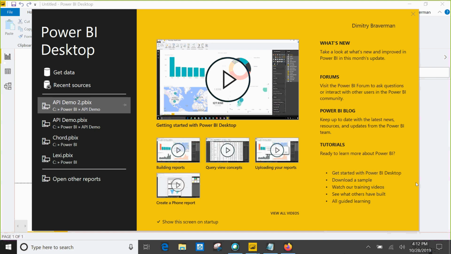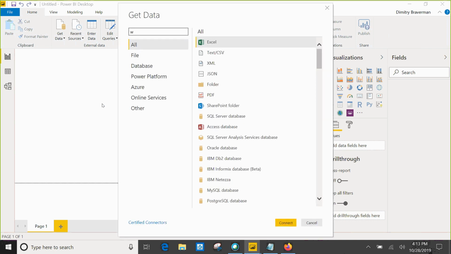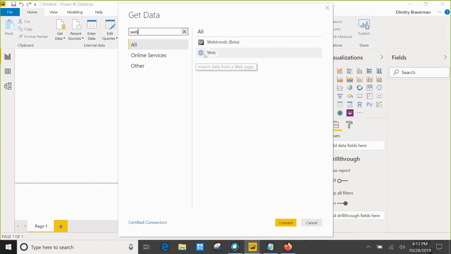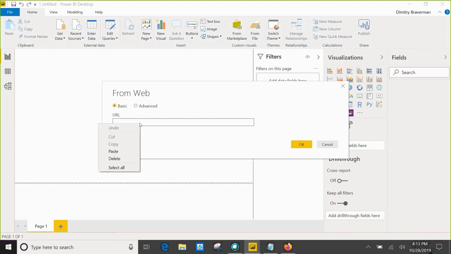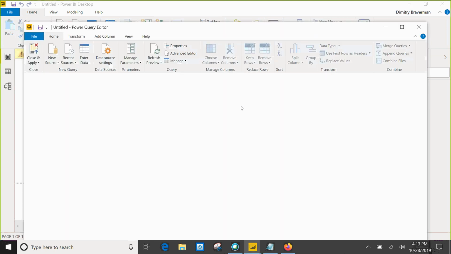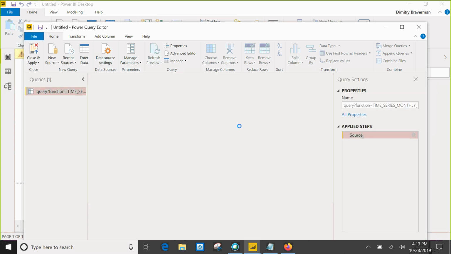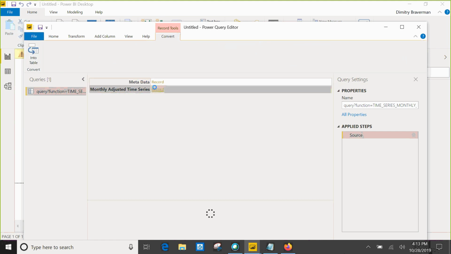Let's go ahead and start building this portfolio dashboard. I'm going to start with Get Data. We're going to use Power BI. We're going to paste a connection to Alpha Vantage, which contains the API key. Once the data arrives here, we're going to expand the monthly adjusted time series.